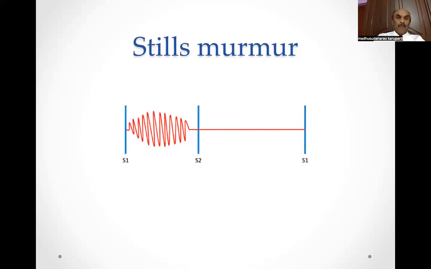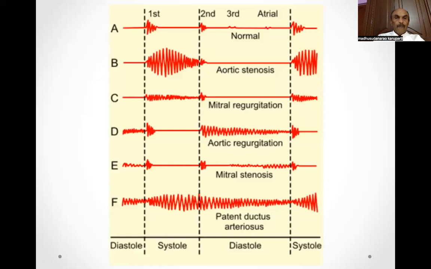Still's murmur is a benign murmur. It is mid-systolic, usually around grade 3 or just grade 3. So these are the diagrammatic representations of the phonocardiography of the various murmurs.